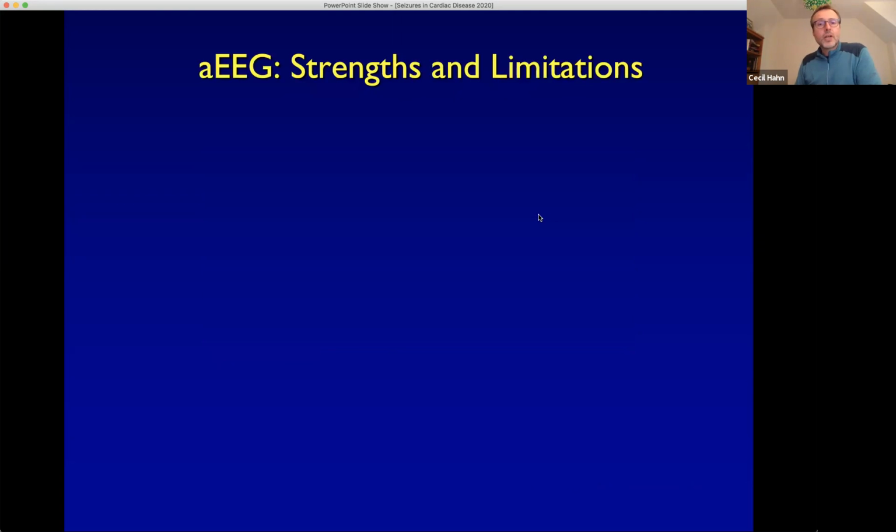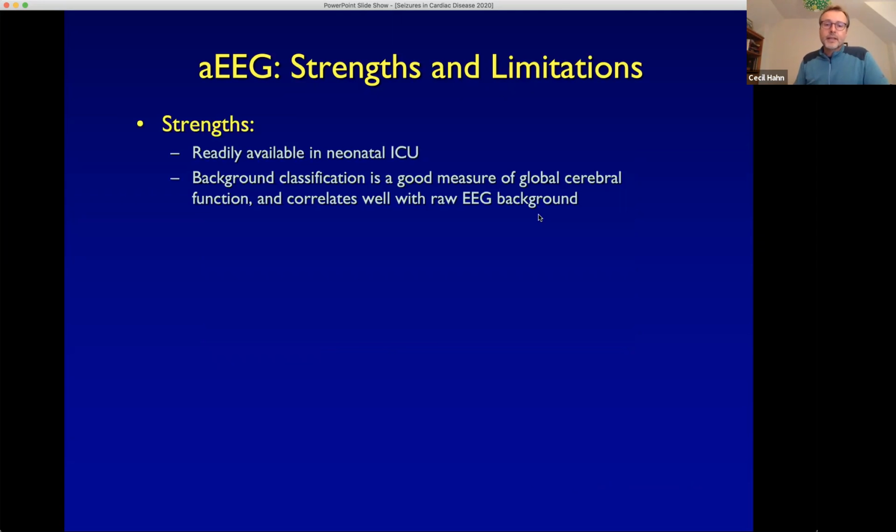So what are the pros and cons of this technology? So the nice thing about amplitude integrated EEG is it can be readily available, and it's put on by bedside caregivers. So you don't need an EEG technologist to come down to the unit to put it on. And when you look at the amplitude integrated EEG, there are ways of classifying the background activity of the brain. And it's just as accurate as a raw EEG at classifying the background activity, which can be very helpful for prognosis.